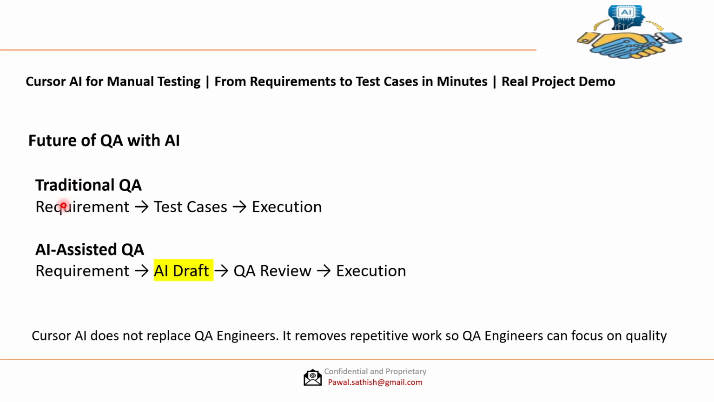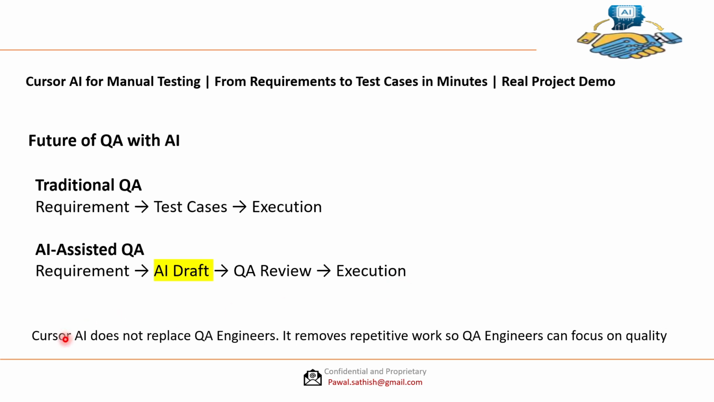Now here you can see I mentioned traditional QA: requirements, then writing the test cases, and the execution. But AI-assisted QA: requirements, it generates the AI draft, then we need to review it, and after that we'll move to the execution.